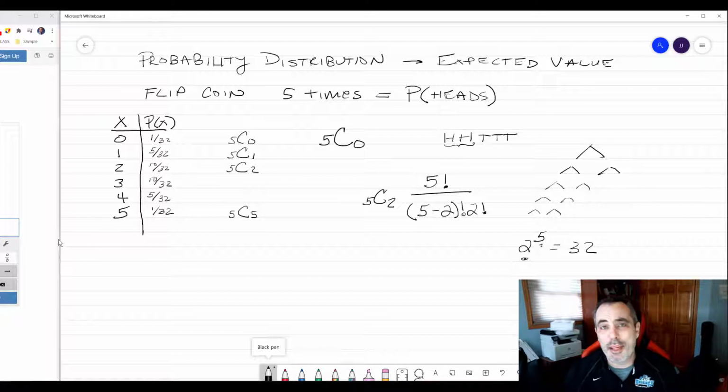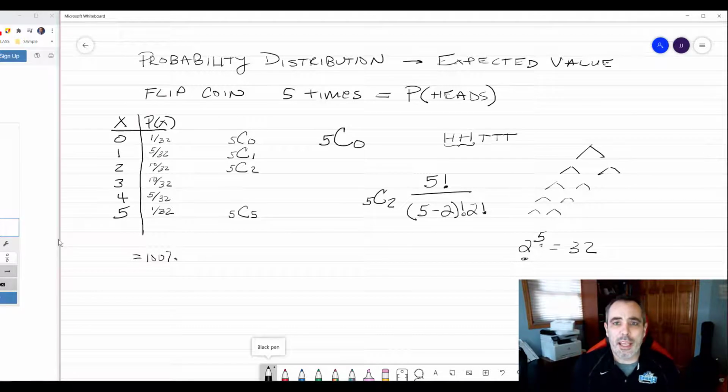Now, to make it a valid probability distribution, these probabilities must add up to 100%, or 32 out of 32, or just the number 1. So if I'm adding these together, 1 plus 5 is 6, 16, 26, 31, 32 out of 32 if I take the sum total of those things. So that is how you build a probability distribution.